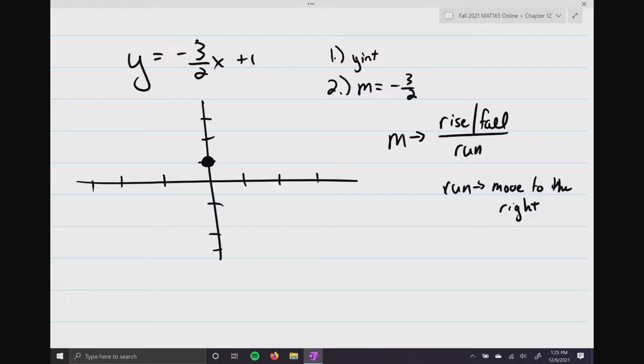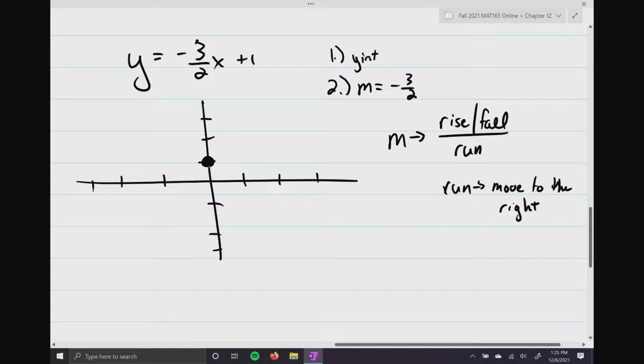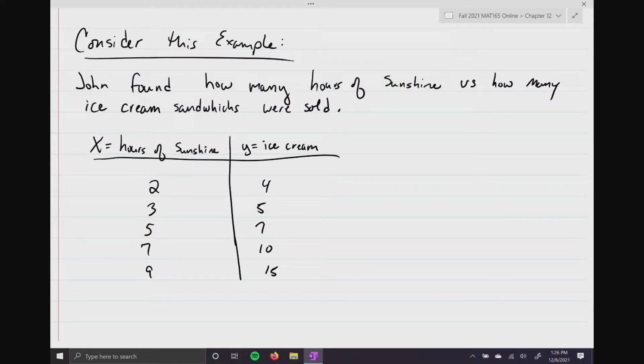All right? So if I want to plot y equals -3 over 2 x plus 1, I plot the y-intercept first. My slope is negative. Therefore, for step 2, I'm going to go down 3 units, and I move to the right 2 units. So here's 1, 2, 3 units, and then to the right, 1, 2 units. And there's my next point right there. Now, I will connect the dots.